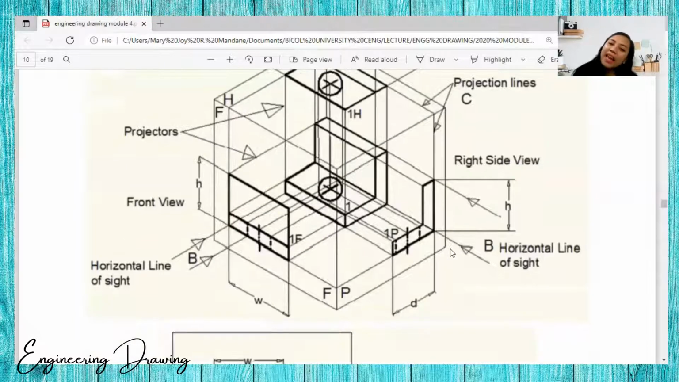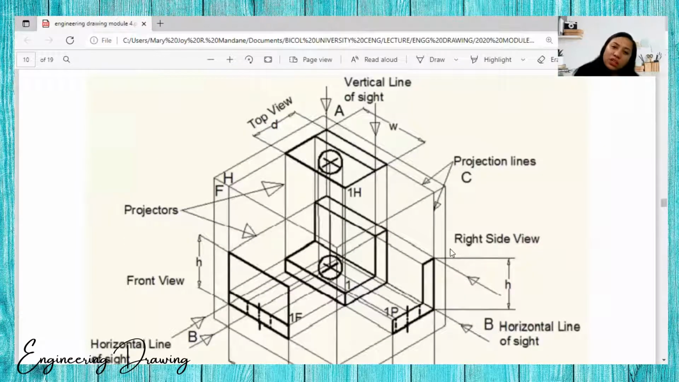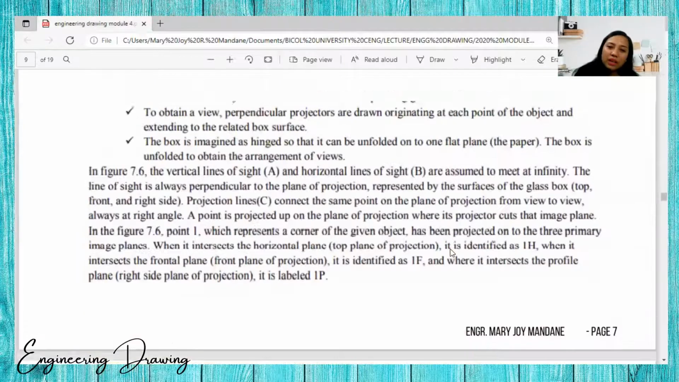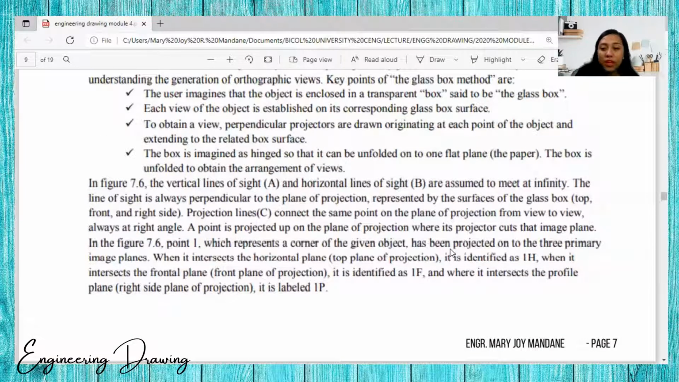Okay, so that's the glass box method. So, yun yung tinatakal natin kanina. Then, are assumed to meet infinity. The line of sight is always perpendicular to the plane projection and represented by the surface of the glass box: top, front, and right side.